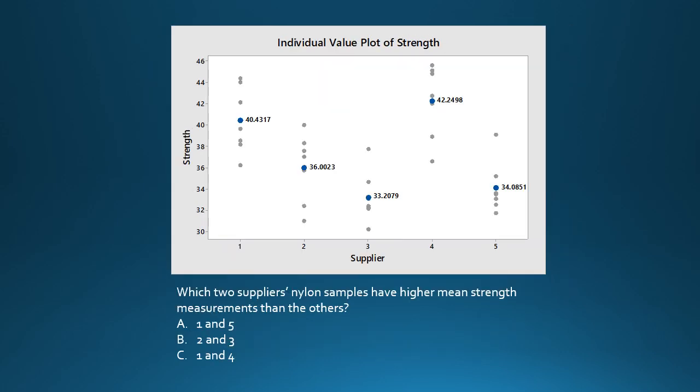You can use the interval plot to determine which suppliers have the strongest fibers. So which two suppliers' nylon samples have the higher mean strength measurements than the others? You can see here that supplier 1 and supplier 4 stand out on the interval plot as having higher mean strength measurements.